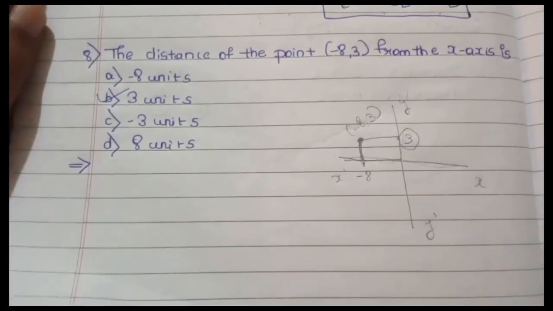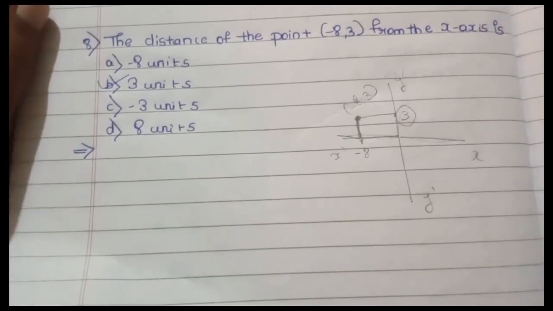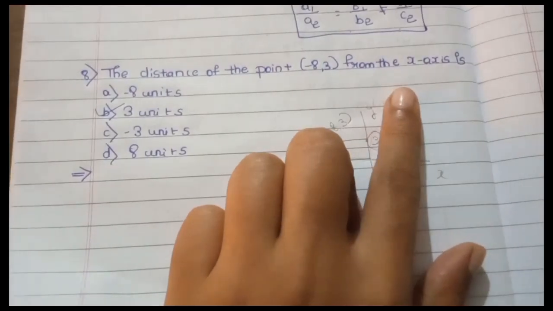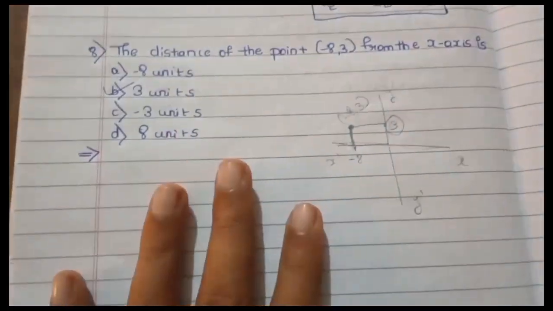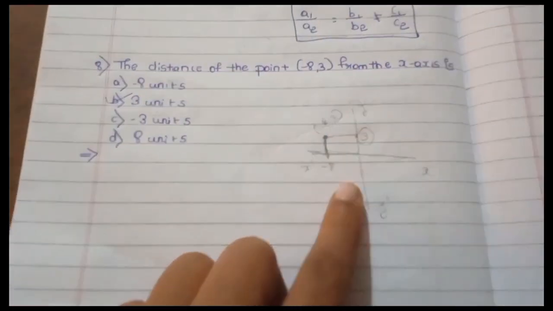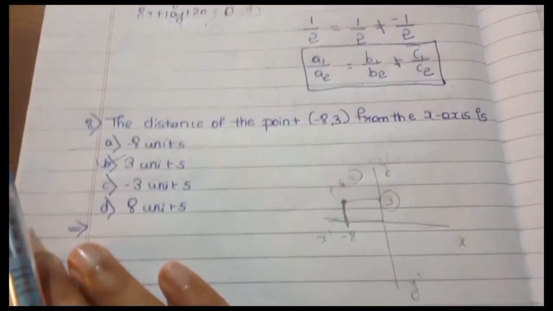The distance of the point minus 8, 3 from the x-axis is. So most of the people make the mistake here. As it is told x-axis, they will take the x coordinate which is minus 8, but it is wrong. So here, if we didn't understand any question, first draw it diagrammatically. So here the distance of the point minus 8, 3.